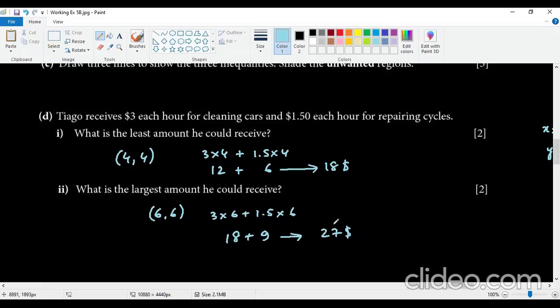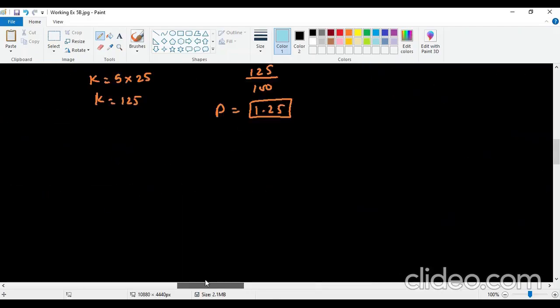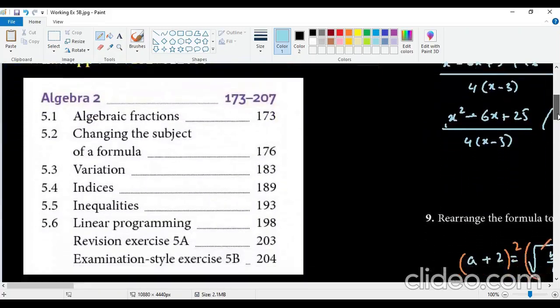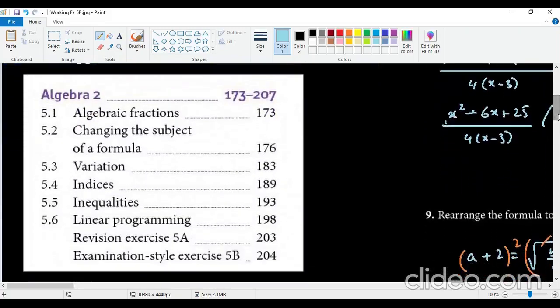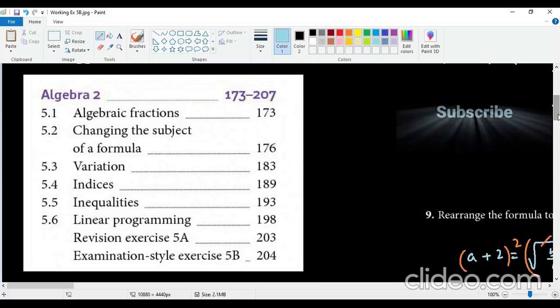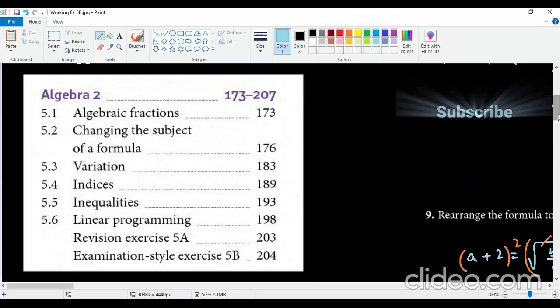This was the last question of this exercise, exercise 5b. Just to review what we have done, this was a section of algebra 2, in which first I completed algebraic fractions, changing the subject of the formula. Then I did variations, indices, inequalities and linear programming. This is all done, and we are done with exercise 5a and this was exercise 5b. Soon after this, I'll be starting algebra 1, which is chapter 2.